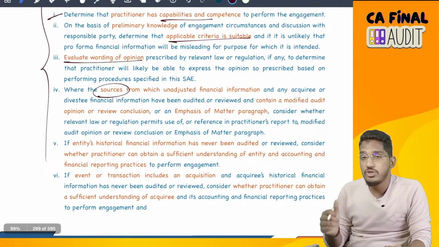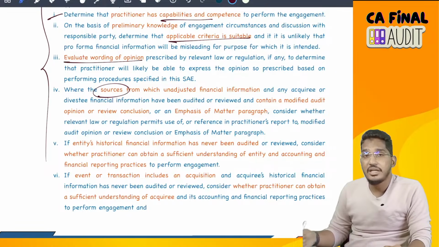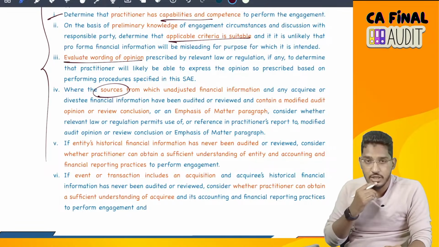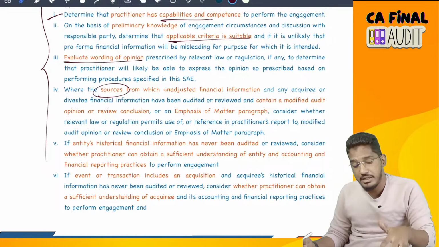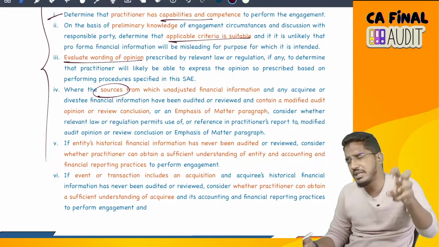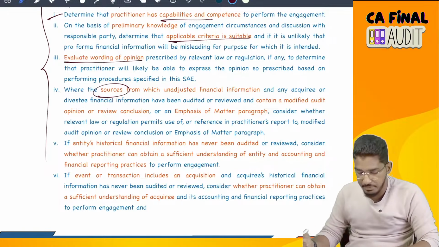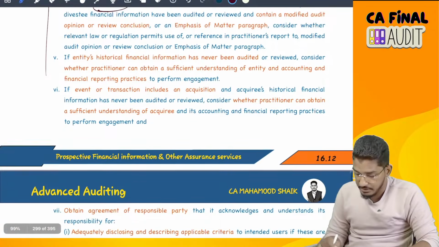And from which source are you getting the unadjusted information? Is it audited or unaudited? If unaudited, sometimes the applicable criteria will not permit you to use unaudited information. So you need to check it. The source to which you are making adjustments, is it audited or unaudited? If it is unaudited, is there permission from the applicable criteria to use that unaudited information for pro forma financial information? You need to get that. Next, what else?